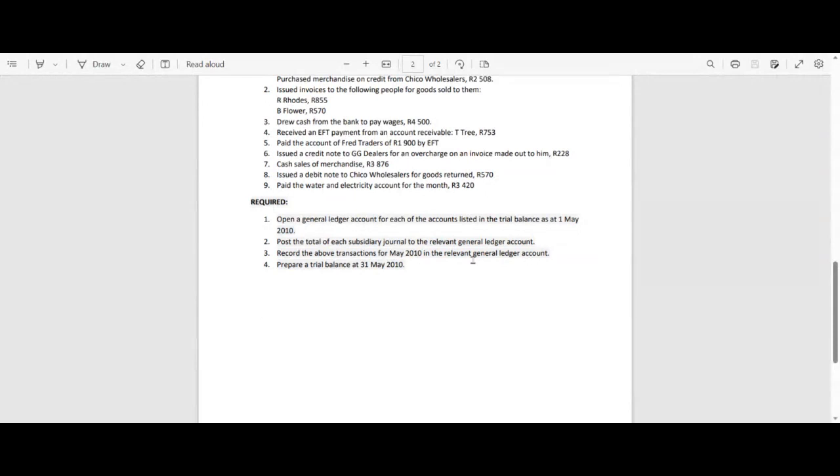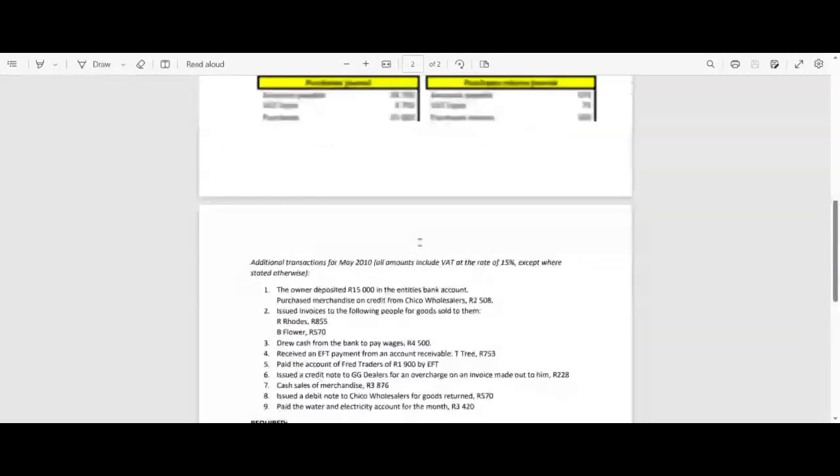But what we are going to do today is not to do that yet. We are going to do that eventually, but we are first going to record them in the various journals, because this is the gist of our topic. And then prepare a trial balance at the 31st of May 2010.